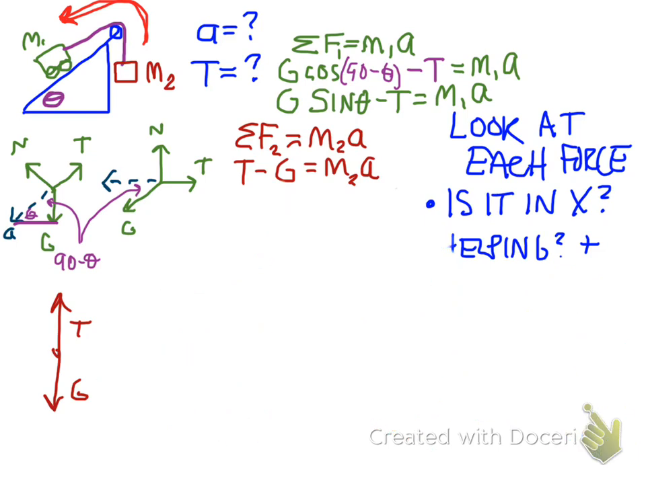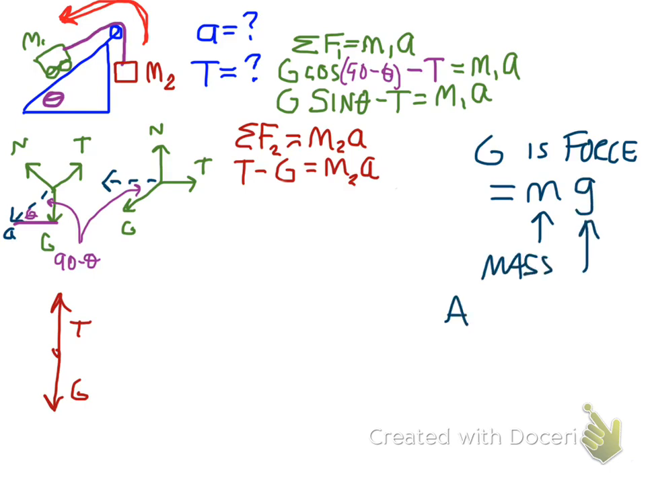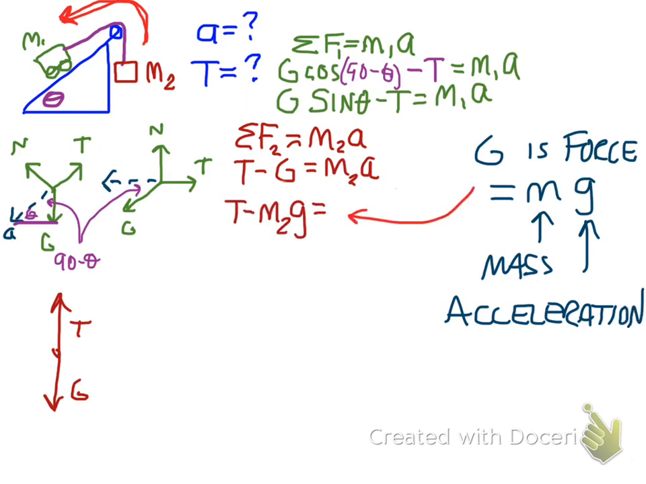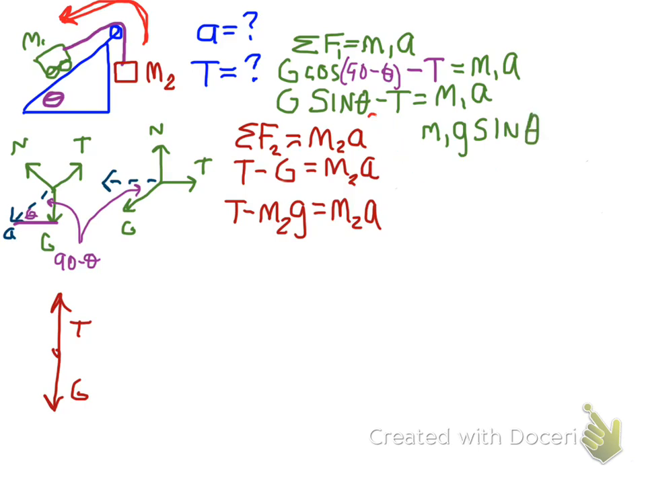So we'll clear all this out so we have room to work. Remember, gravity is a force, which is equal to the mass times the acceleration due to gravity. So we can substitute that into each of these equations. So now we have tension minus m2g equals m2a. And we have m1g times sine theta minus tension equals m1a. And now I have two equations with two unknowns that I'm looking for, tension and acceleration.